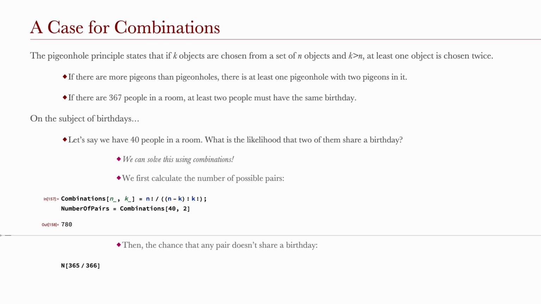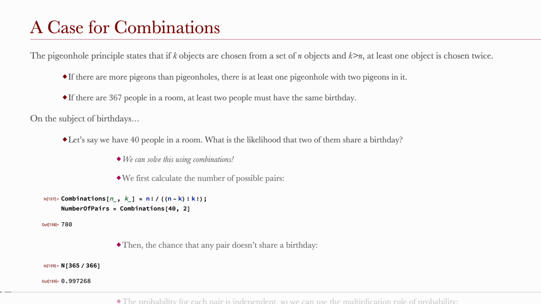Then we calculate the chance that any given pair doesn't share a birthday, which will naturally be 365 divided by 366, as there are 366 possible birthdays, so if one person has one birthday, there are 365 other birthdays that the other person could have, such that they don't share a birthday. Evaluating this cell gives us 0.997.